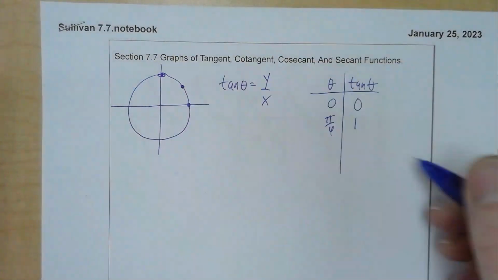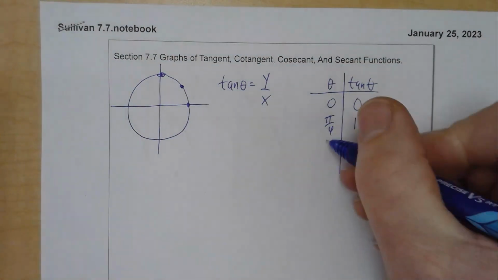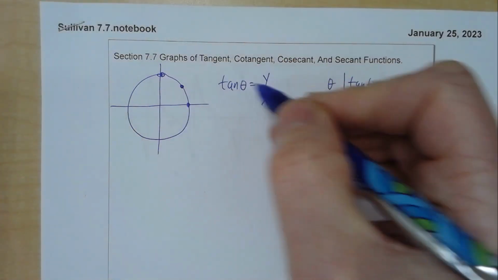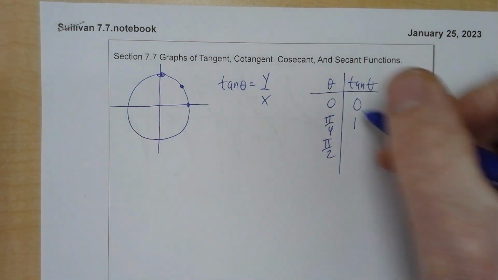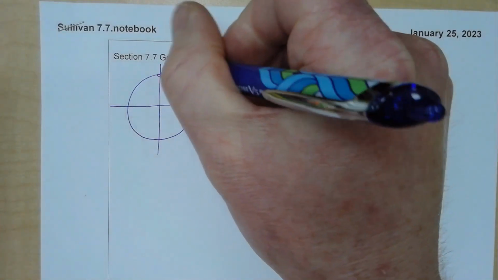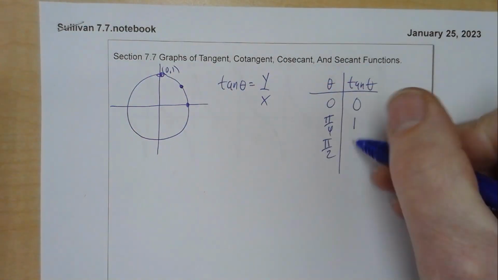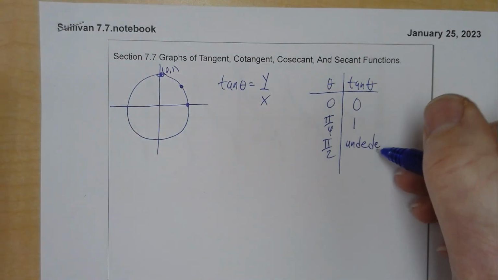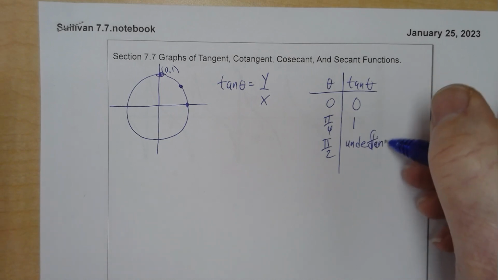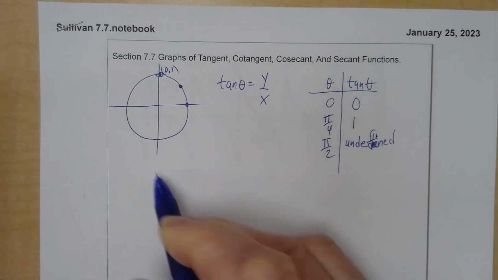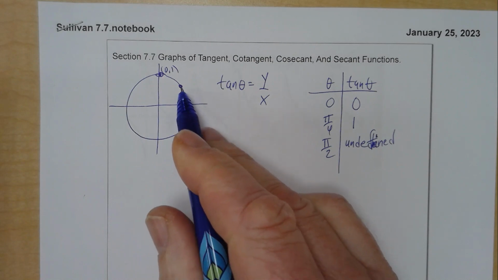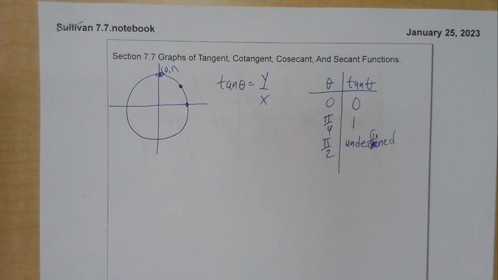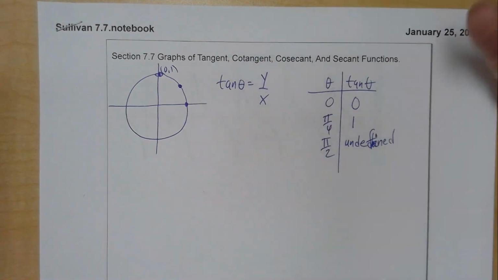When you go to here, you're at 90, or pi over 2. And that slope would be straight up and down. Notice x is 0 when you're up here, because this would be the point (0, 1). So it would be 1 over 0. So it blows up. So it's undefined. That makes sense. So 0, 45 or pi over 4, and 90 degrees. And straight up and down, when you think of algebra 1, a line that's straight up and down has undefined slope.